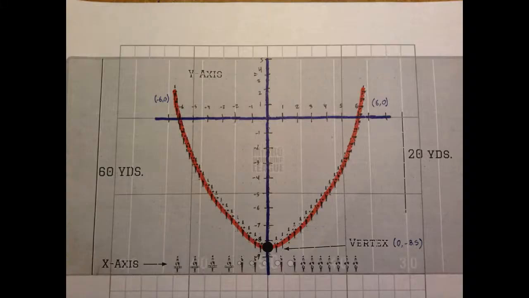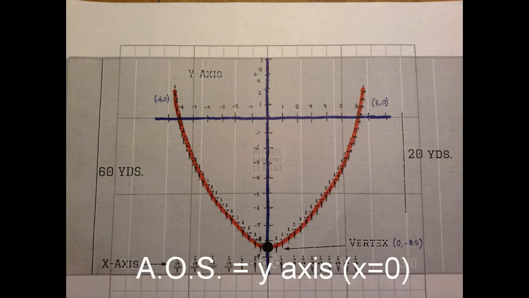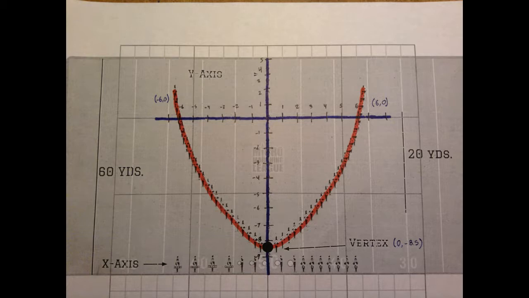Once we've identified the parabola shown in red, we can then see key points, like the vertex at (0, -8.5). Once we've identified the vertex, we can see that the axis of symmetry is on the y-axis, or x equals 0. Another question we can answer before solving is whether the parabola is a maximum or a minimum. The parabola is a minimum because the vertex is the lowest point on the arc. Thus, the minimum is y equals -8.5.